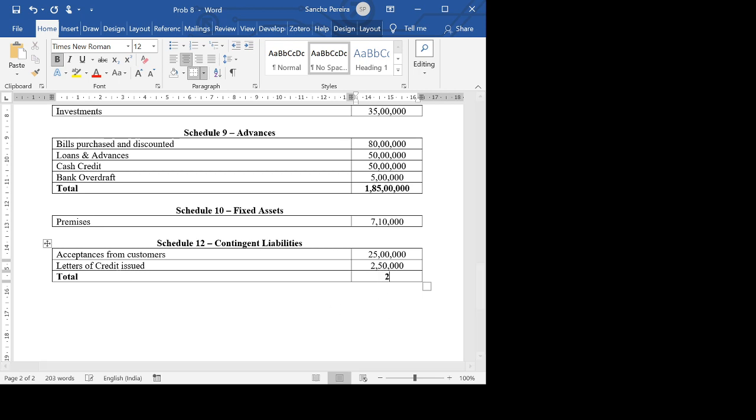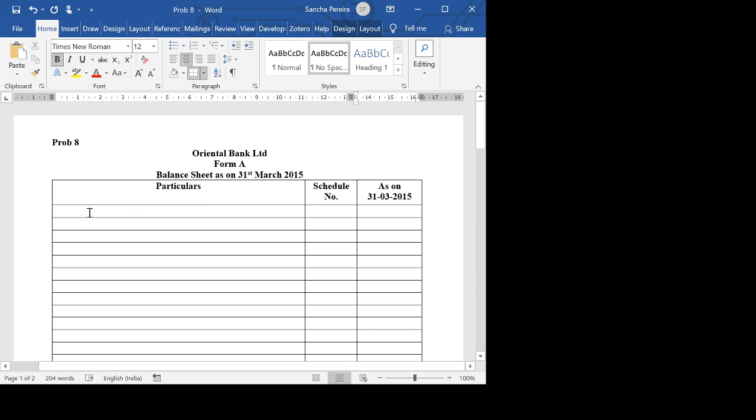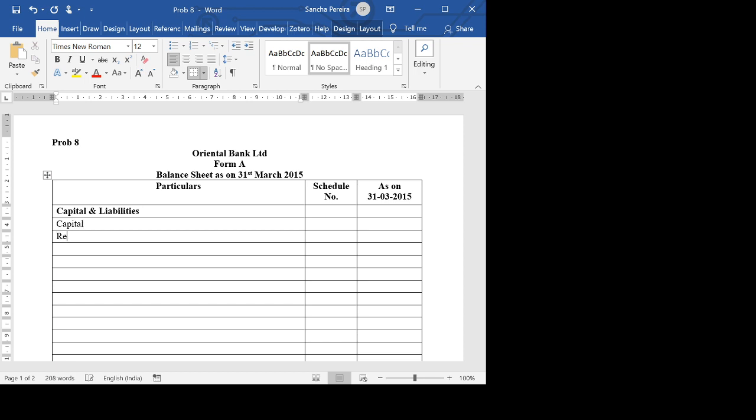So this comes to 27 lakhs 50,000. I think that's it. We've transferred everything except bills for collection, which will come as a last item. Okay, yeah, I think we've transferred everything. So now we just have to transfer it to the balance sheet. So we start with capital and liabilities. You have capital first, then reserves and surplus, deposits, borrowings, other liabilities and provisions.